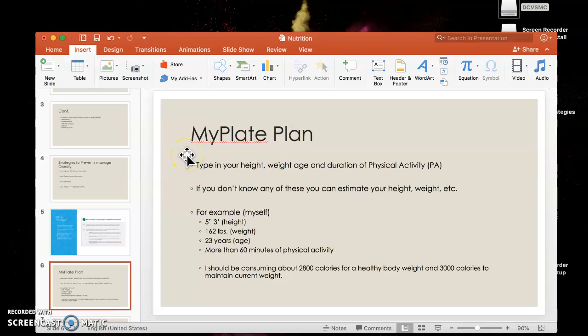This is a simple tool to use, especially if you want to be a very beginner. All you have to do is use your height, weight, age, and duration of physical activity, and it will estimate the amount of calories you should be taking in that day. For me, it says I should consume about 2,800 calories for a healthy body weight. But if I want to maintain this weight, I should be consuming 3,000 calories per day.